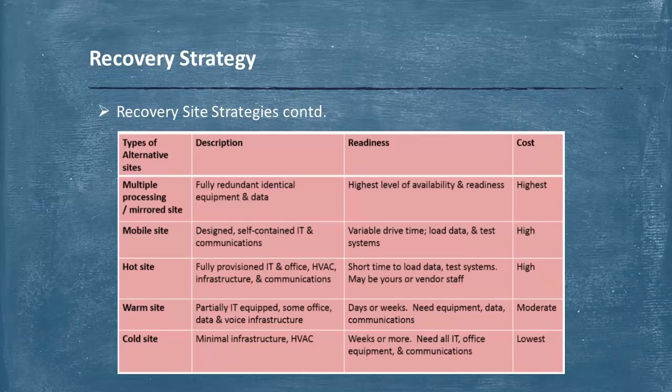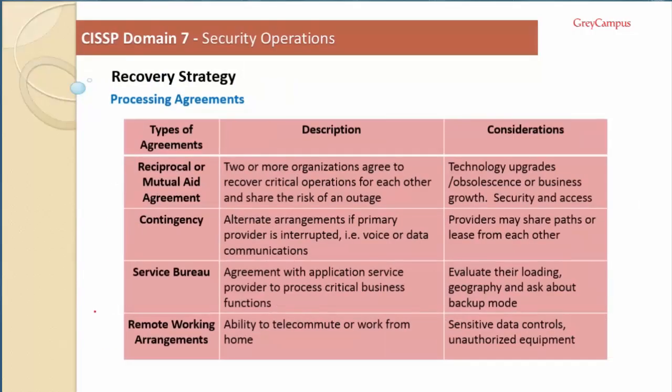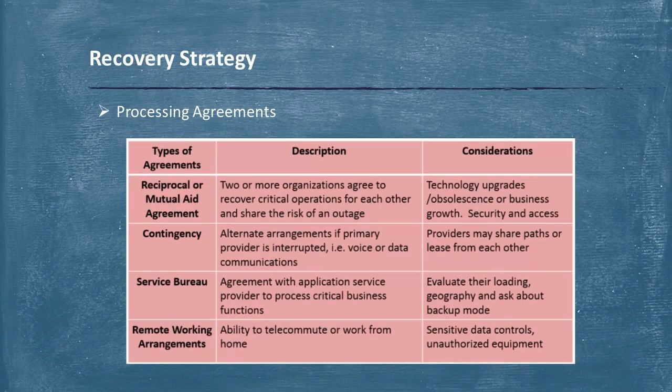If the recovery has to be quick from a disaster, there are agreements organizations can make with agencies or with other similar businesses. Let us see what they are. Reciprocal agreement or mutual aid agreement: two or more organizations in the same business agree to share facilities like IT infrastructure. They agree to recover critical operations for each other and share the risk of outage.